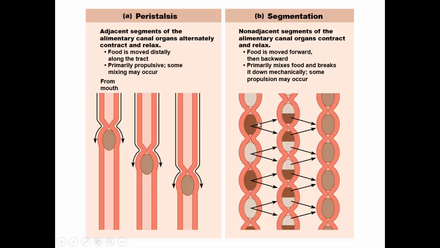We go back and forth between these two until all of this food is sort of uniformly mixed. Then there will be peristaltic activity that will clear everything out. New material will come into this area, more segmentation will occur. This is one of the mixing and mechanical breakdown functions of the digestive system.